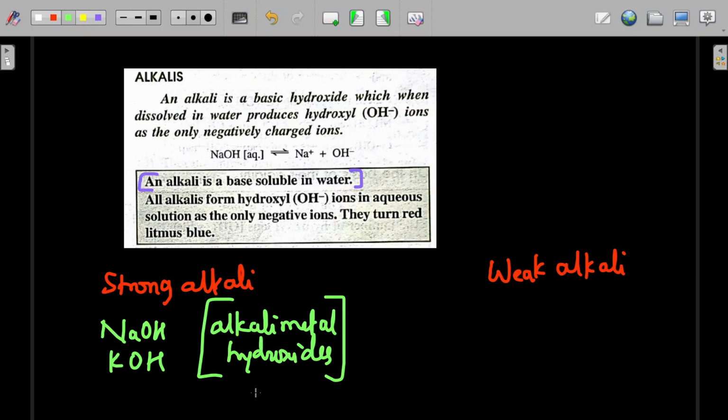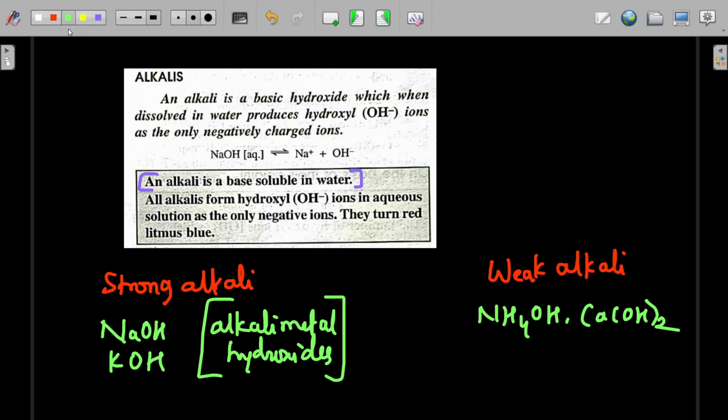Not only sodium and potassium, these are the common ones we use. But in the first group, what else do we have? Lithium we have, right? Rubidium, cesium. Those hydroxides are also strong. They are soluble in water. Coming to weak, you have to remember ammonium hydroxide and calcium hydroxide. Only these two examples you have to remember as weak alkalis.